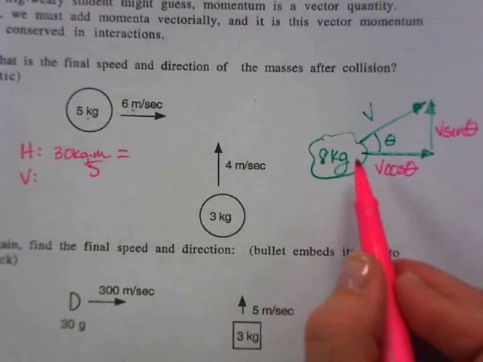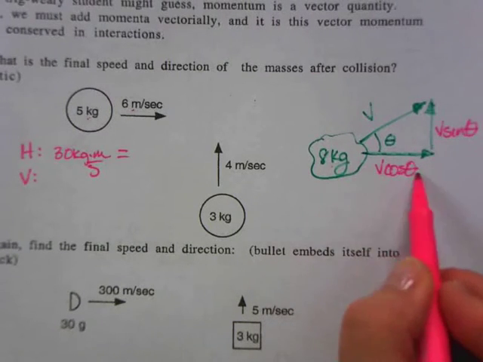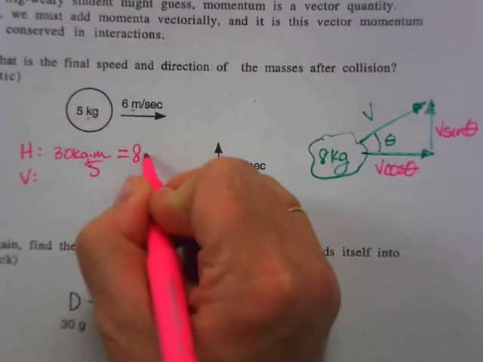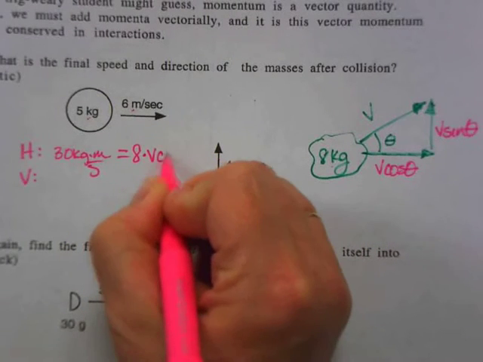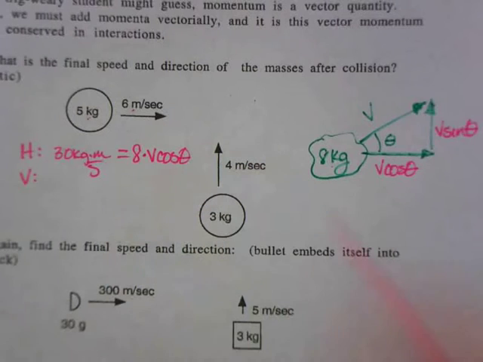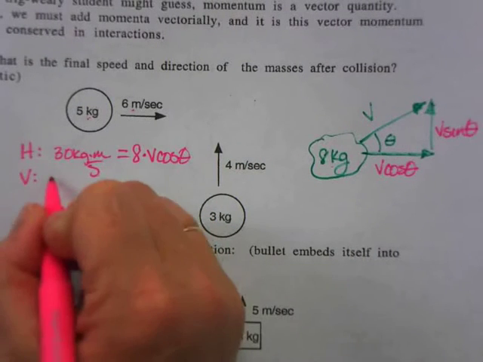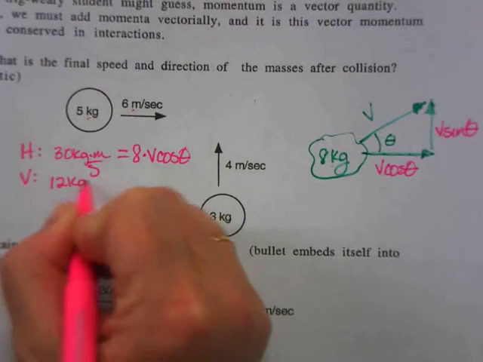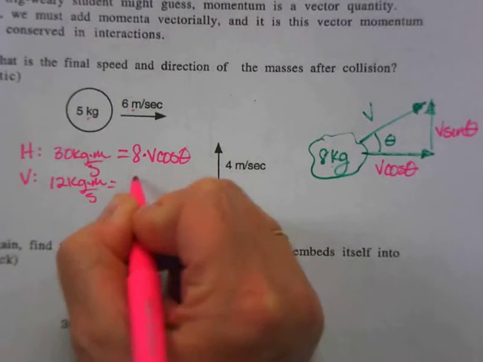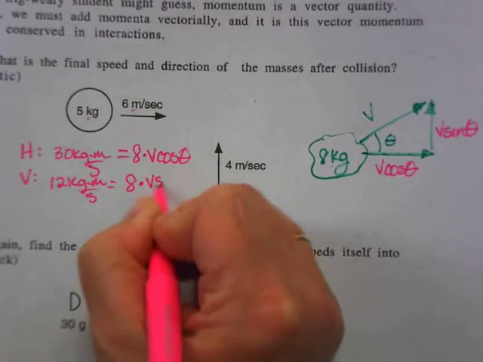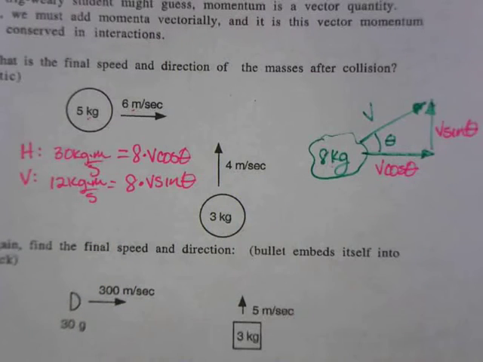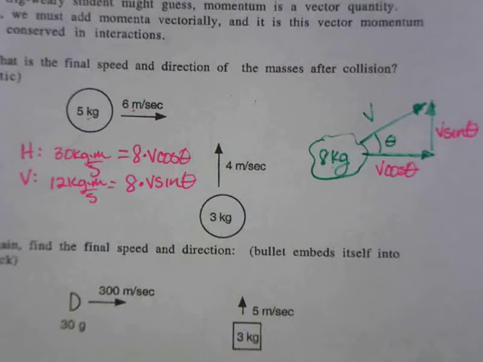The horizontal momentum after collision is 8 times v cosine theta. Vertically, 3 times 4 is the momentum, so 12 kilogram meter per second. And that'll equal 8 times v sine theta. So now I have two equations with two unknowns.